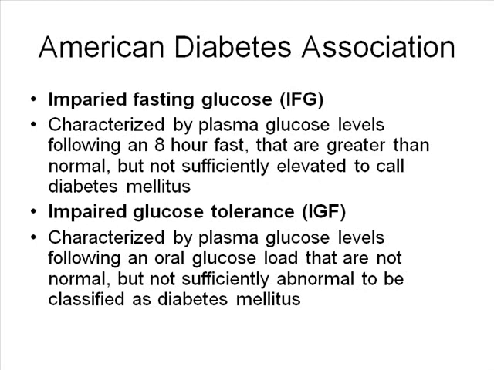Now, the new acronyms that they use are impaired fasting glucose, IFG, which is characterized by plasma glucose levels following an 8-hour fast that are greater than normal, but you can't say that they are elevated enough for diabetes mellitus. So if you are in the IFG or impaired fasting glucose category, you can be put on diet and exercise.